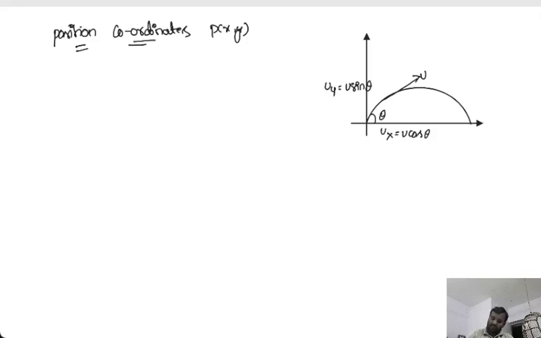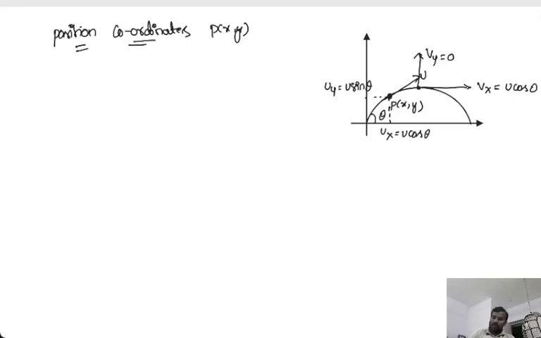So at this point, at the maximum height point, the Vx value is what you have written, u cos theta. At this point, how much is the Vy value? 0. Now I am asking, at this point P, how much are the x, y coordinates? So now I will find out the y coordinate and x coordinate at this point P.